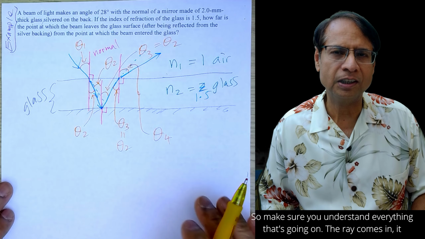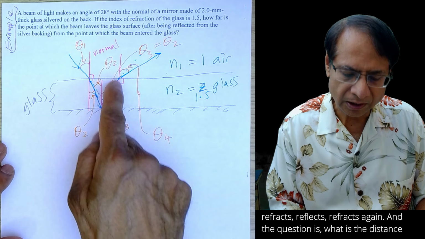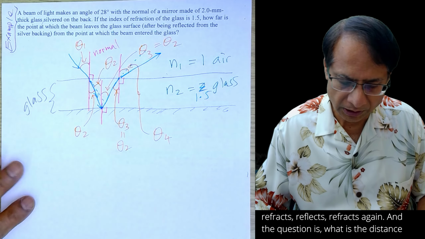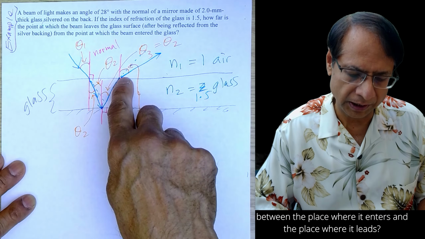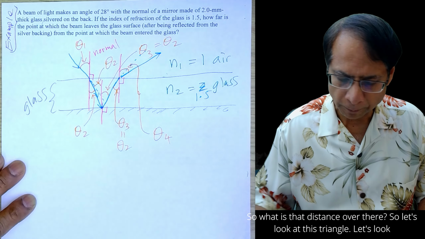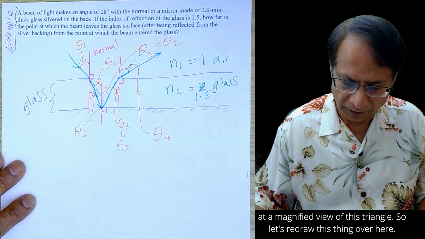So make sure you understand everything that's going on. The ray comes in, refracts, reflects, refracts again. And the question is, what is the distance between the place where it enters and the place where it leaves? So what is that distance over there? So let's look at this triangle. Let's look at a magnified view of this triangle.